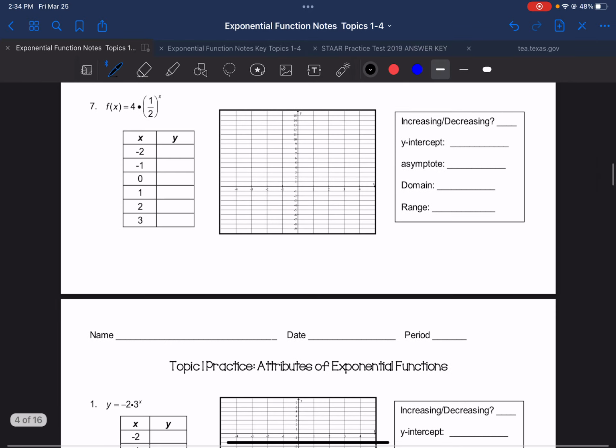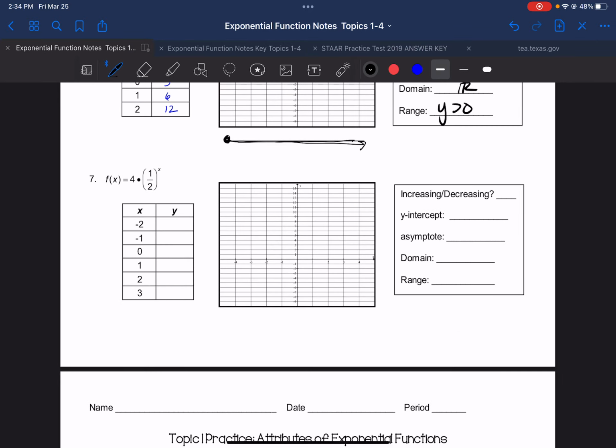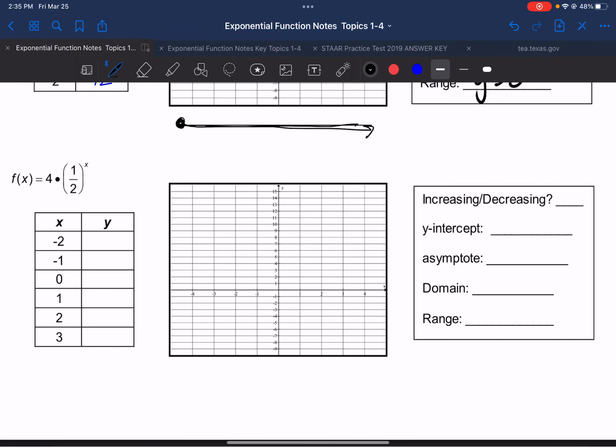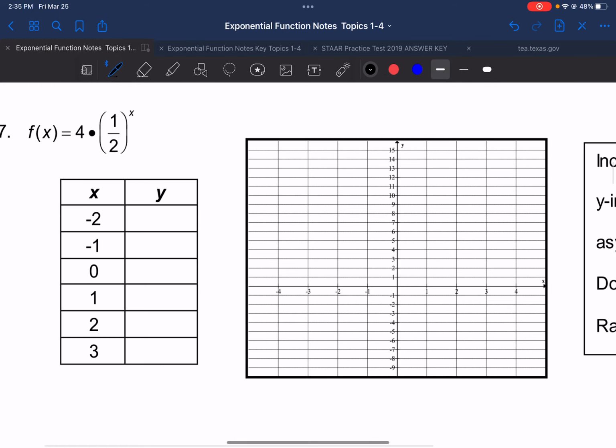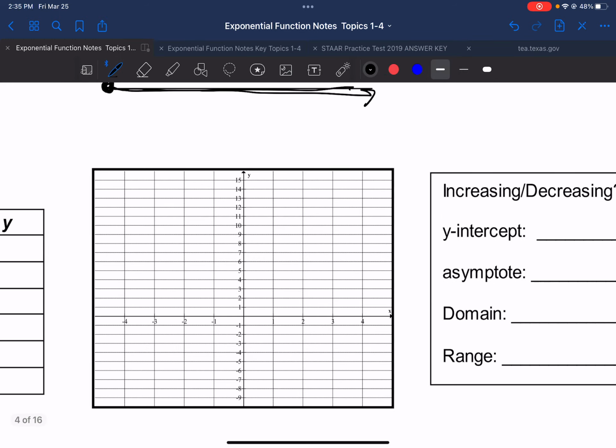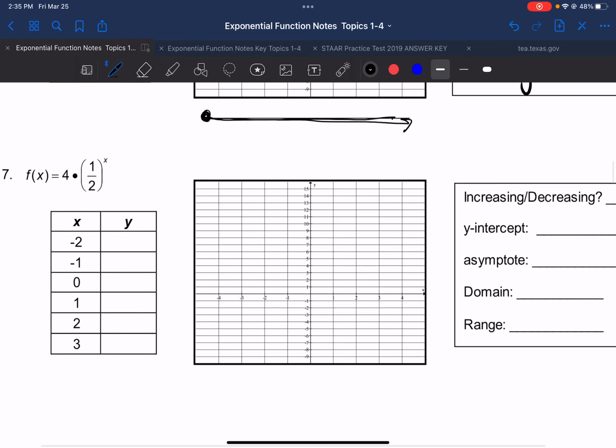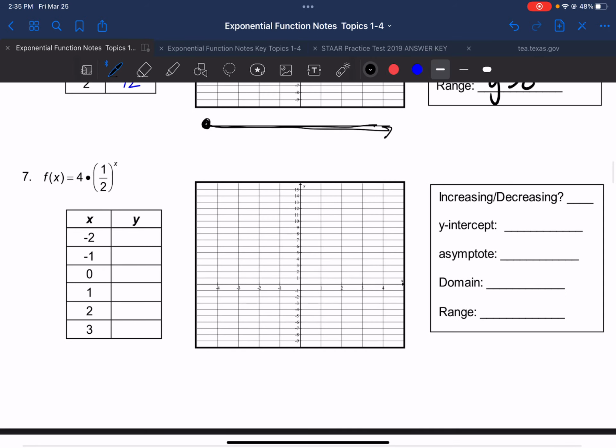All right, so let's do a few more problems, and you guys will do the rest for homework. All right, let's do this one right here. Again, what we must do is fill out this table, graph it, and then say whether it's increasing or decreasing. Now here's a new method that I'm going to show you, and it's super easy, okay?